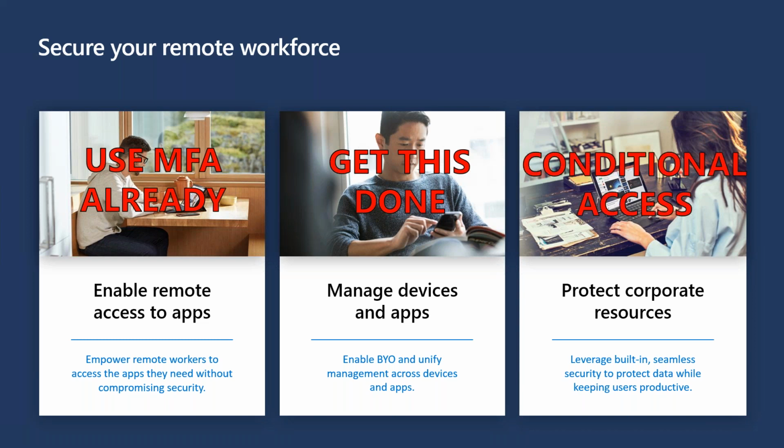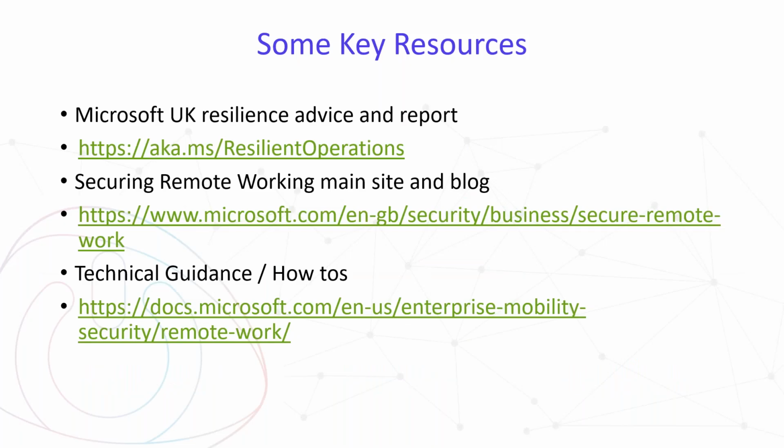So I realize that's a real 2-minute view of what you should do, but if you do 3 things, do those 3 things. If you do one thing, make it MFA. And then if we move on to the next slide, just a quick summary of some of the resources that you'll see out there. So in Microsoft UK, we've put together a report saying these are the 10 things you should be considering when you're looking at resilient operations, and in particular remote access.